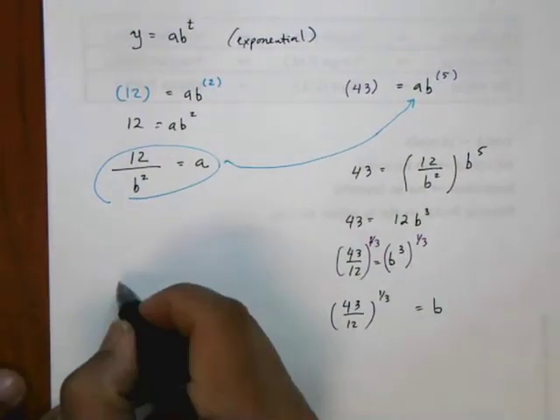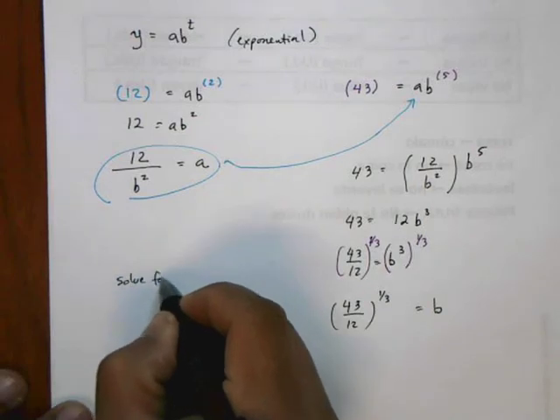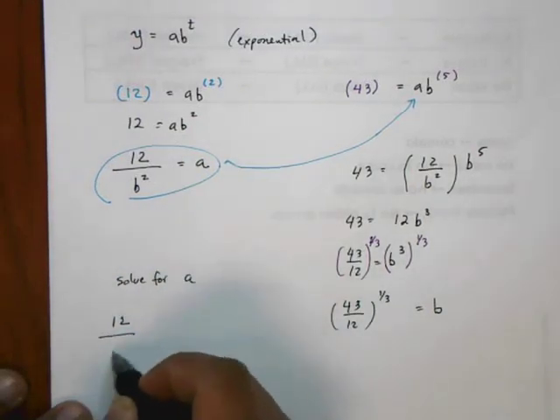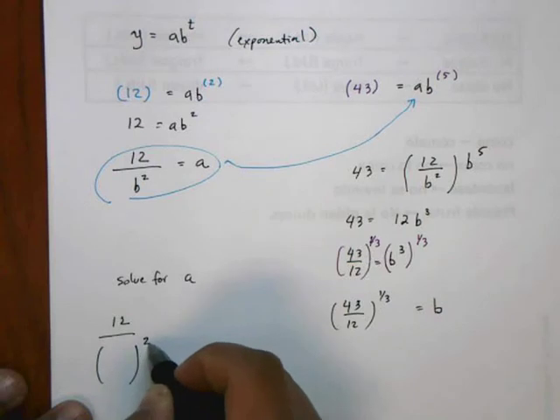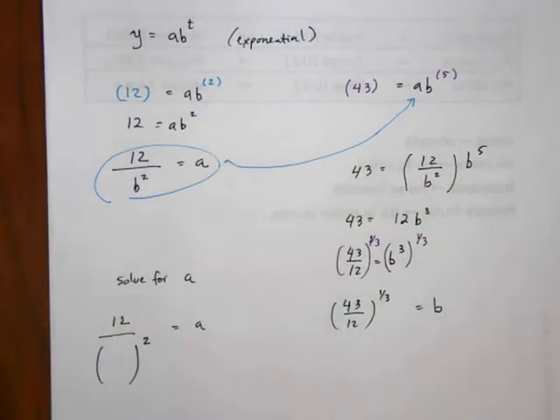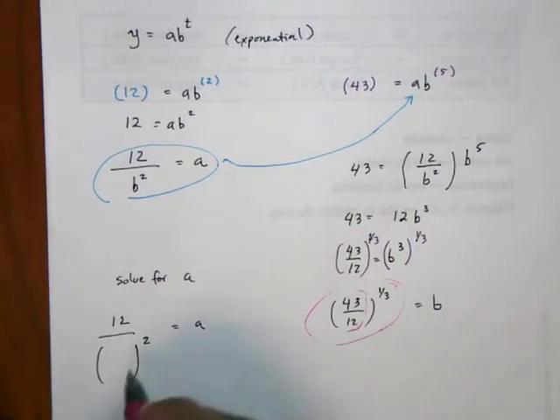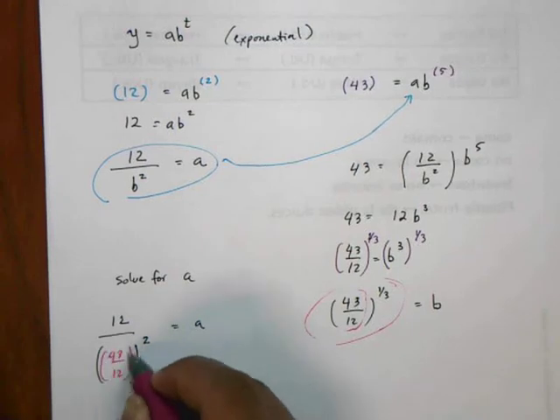So now that I have b, we're going to use it to solve for a. I know that 12 over b squared is equal to a, but b is equal to this, right? This is what b is equal to. So that's 43 over 12 to the 1/3.